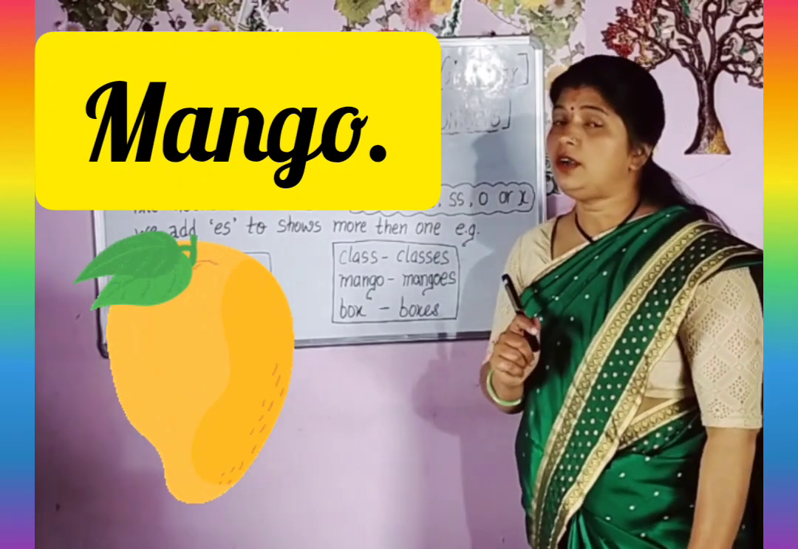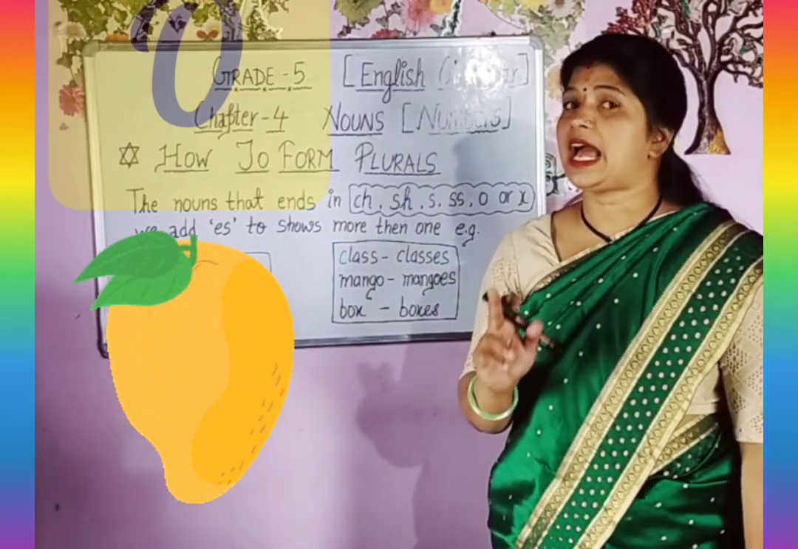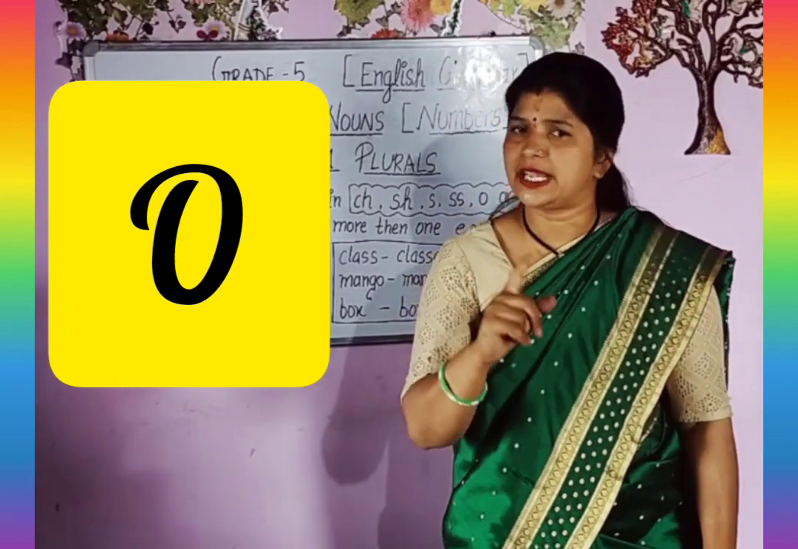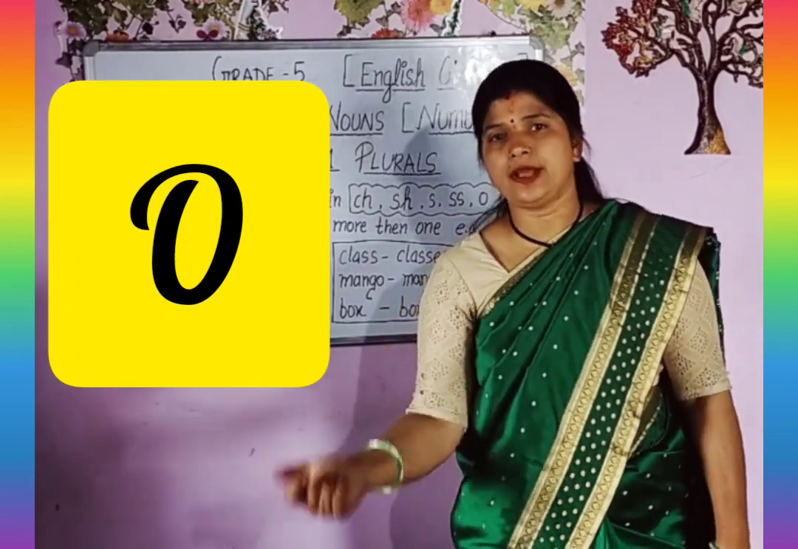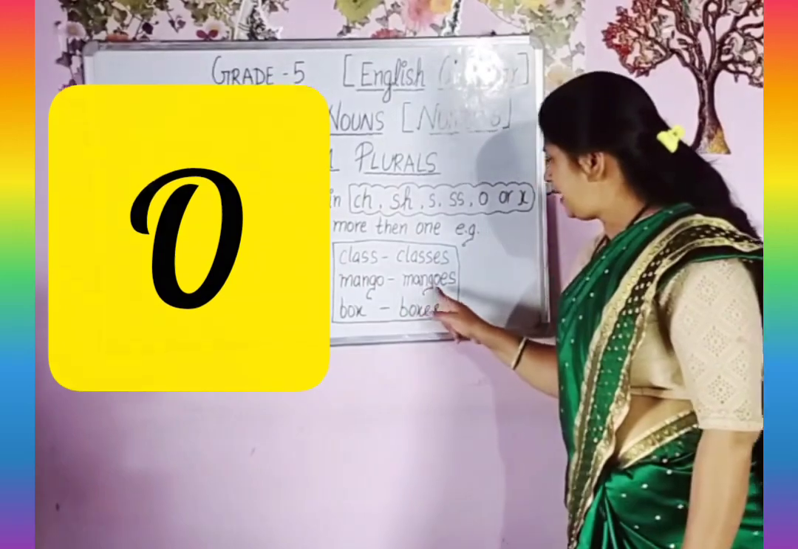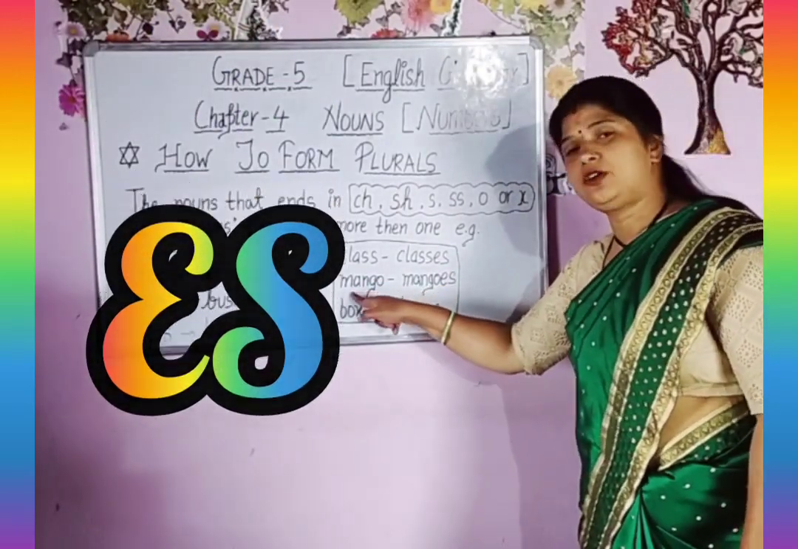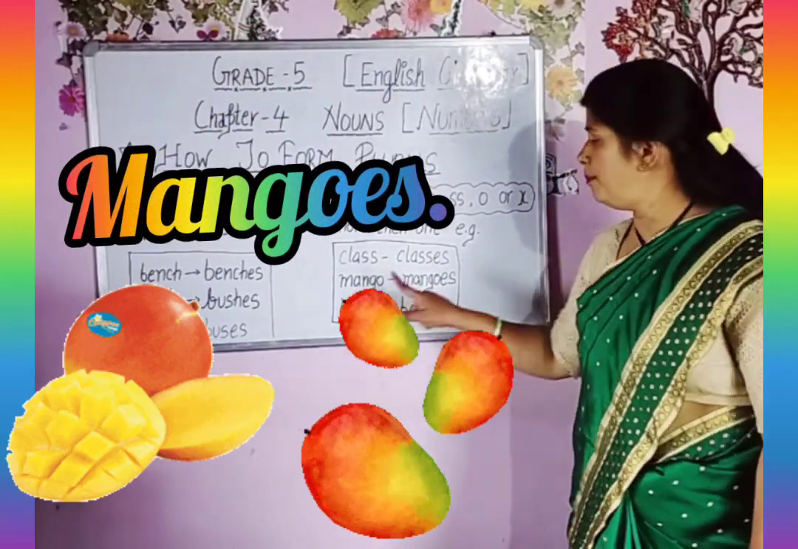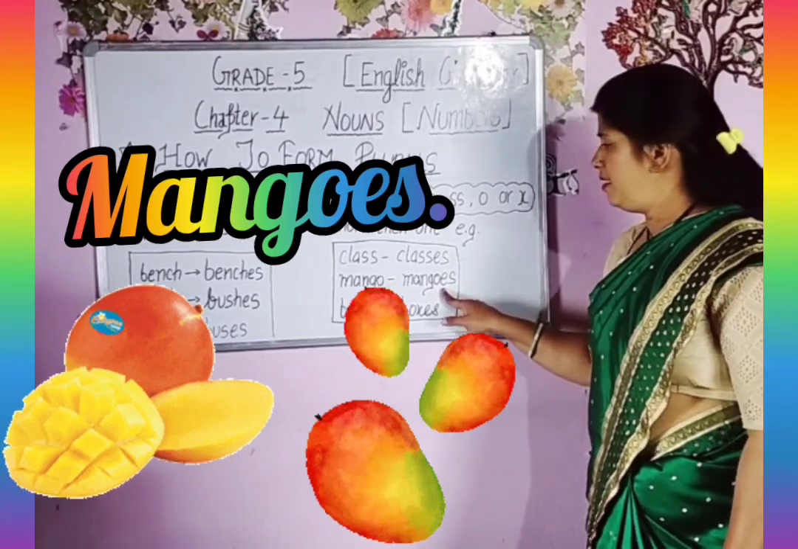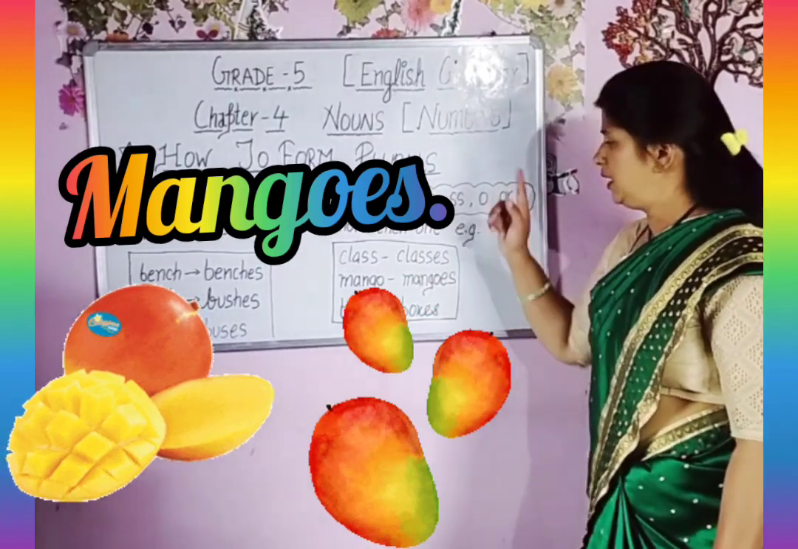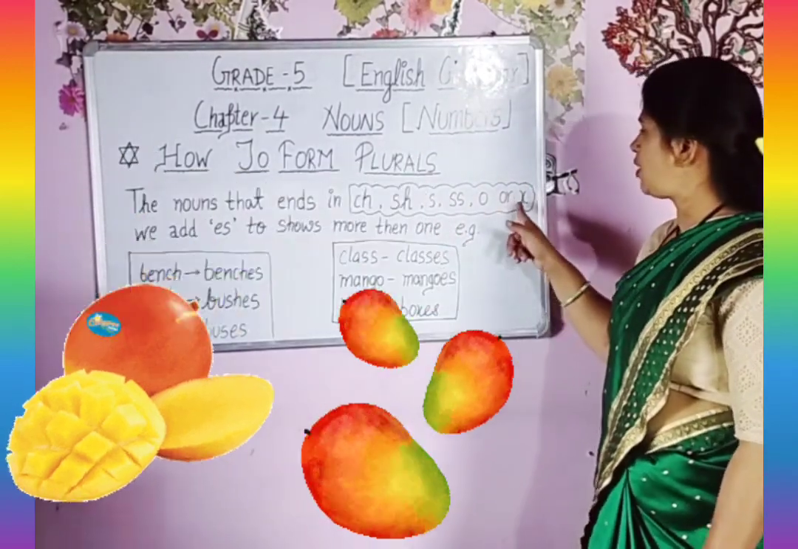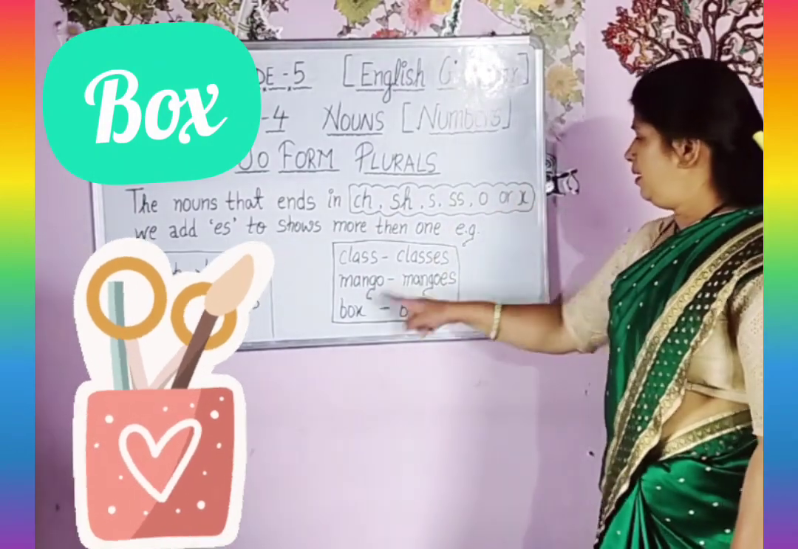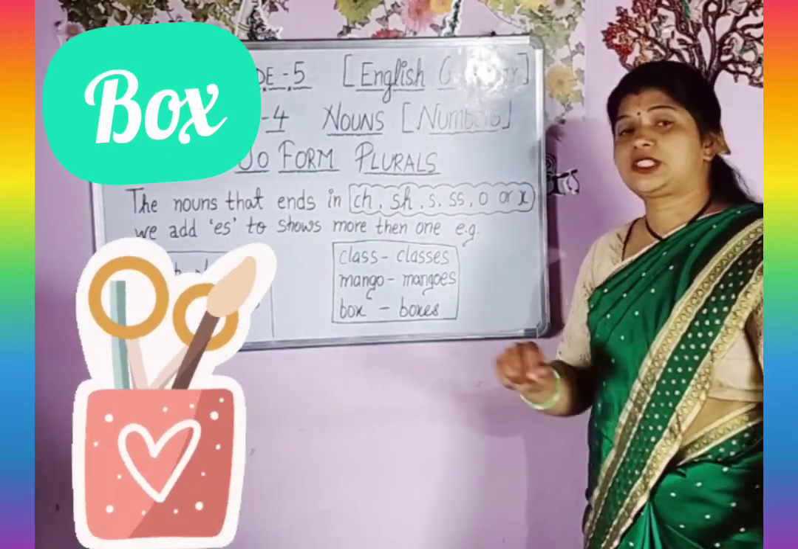Now see the next one, mango. In the word mango, you can see that it ends with O. Whenever there is O at the end, again we add ES to the singular form. Now it will become mangoes. Mango, mangoes.